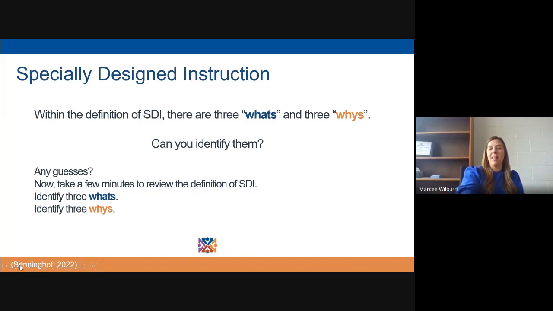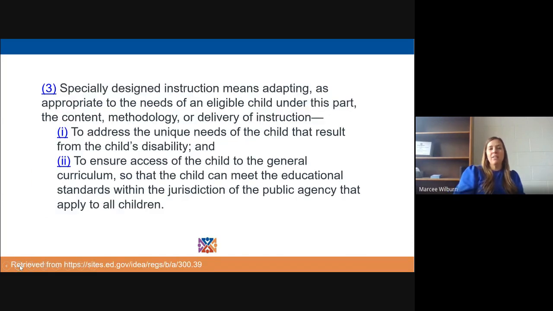Okay, well then let me give you a prompt. Here's the definition directly pulled from IDEA. I want you to go ahead and tell me what you think the whats are now that you can see the definition. Okay, so Tracy says to allow kids to access school or curriculum. Absolutely, that's in here.